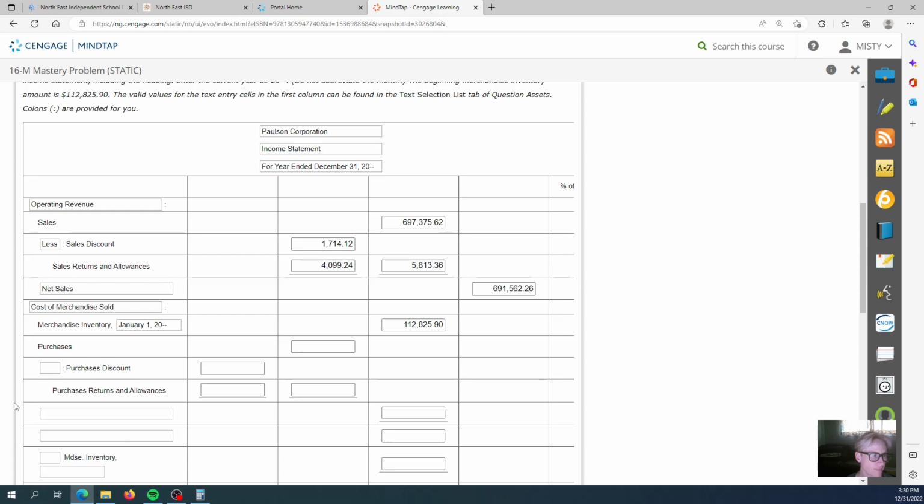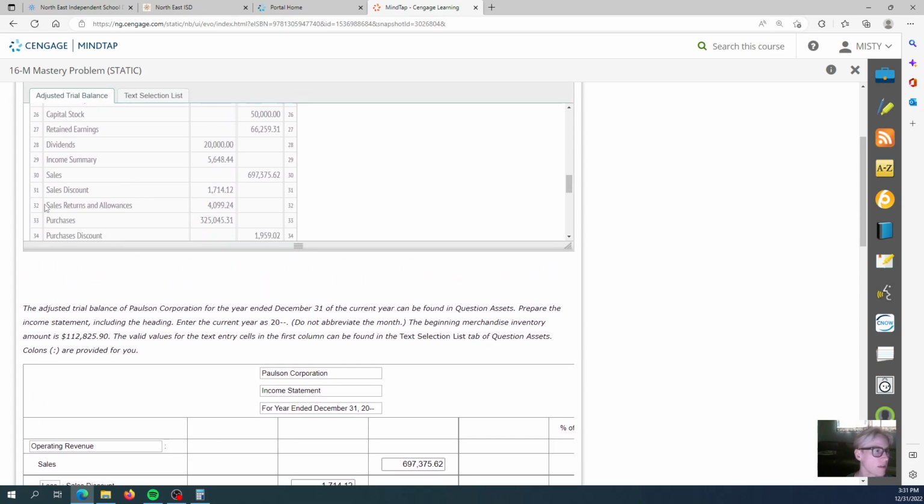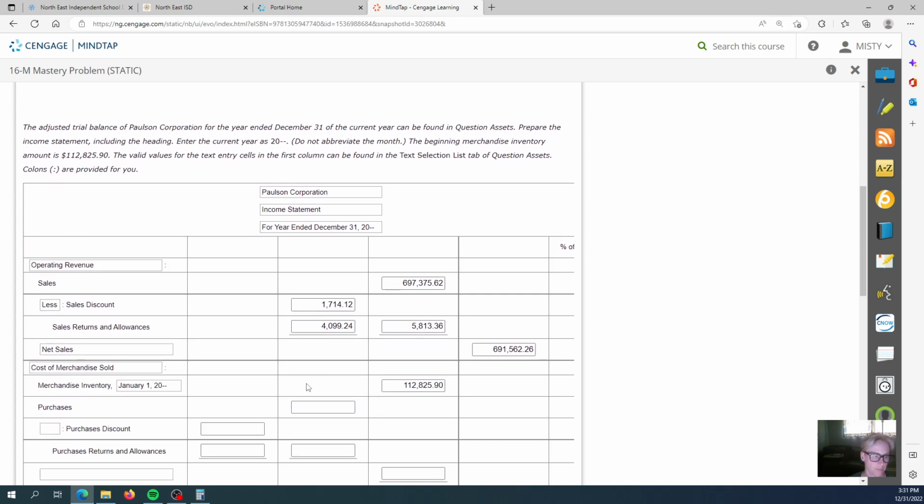All right. Then we have our purchases. So we have the inventory that we had to begin the year, and then we have everything that we purchased. Where are we going to find that amount? If we look up here, there it is. $325,045.31. We're going to plug that one in. 325,045.31. All right, good.